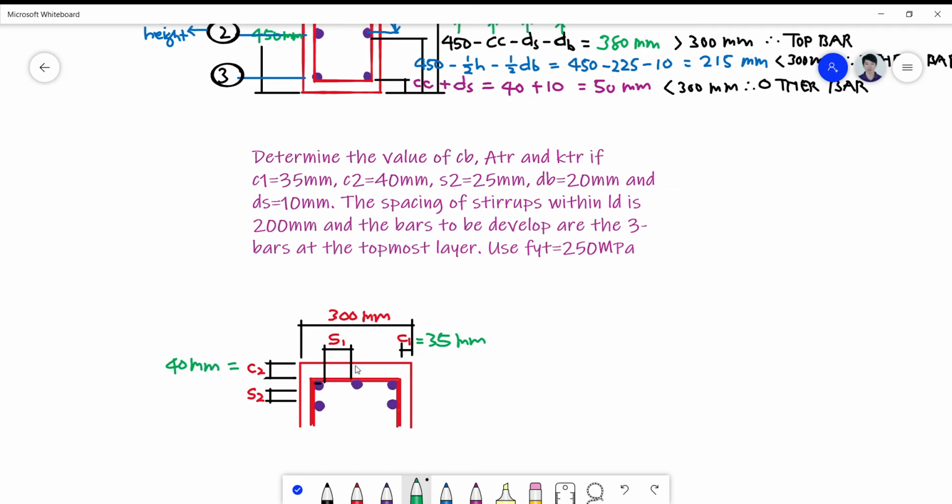For S2, this is 25 millimeter. The clear spacing between two layers. Okay, so eventually we actually have two layers of bars here. So let's call this the topmost layer, layer number 1, and the second layer, layer number 2.